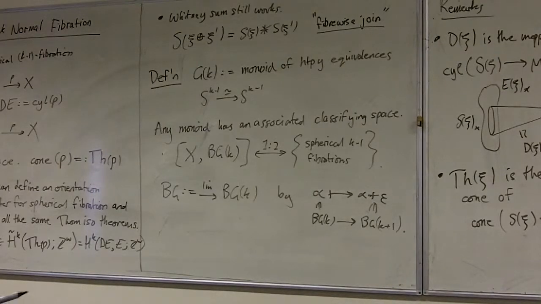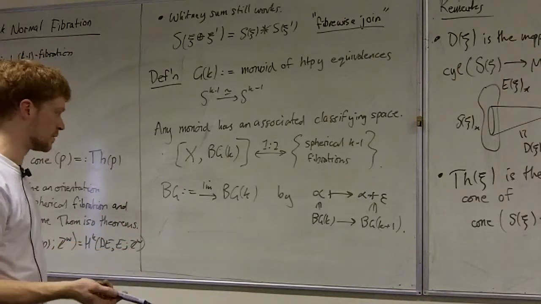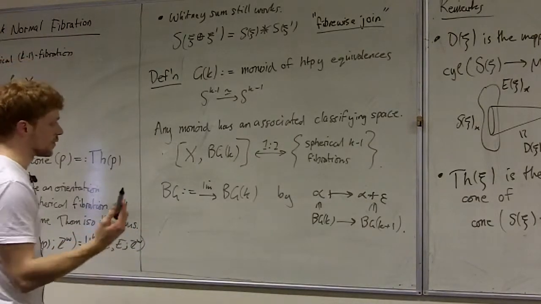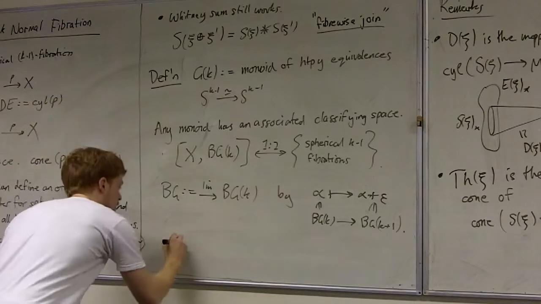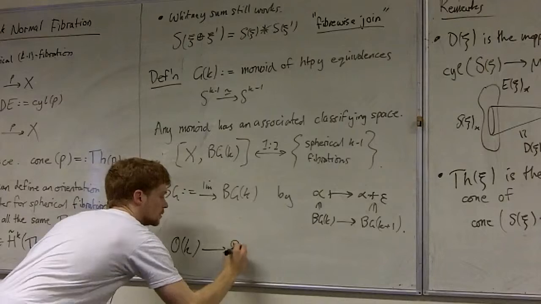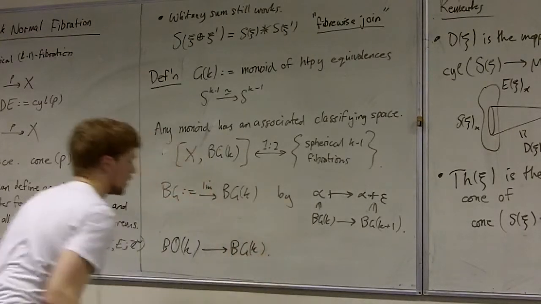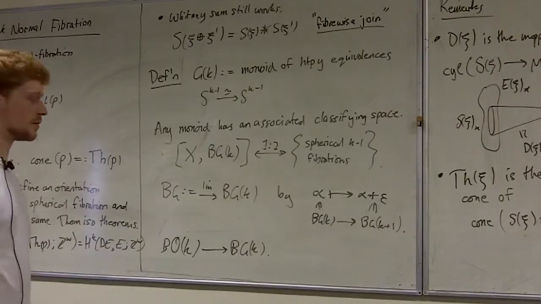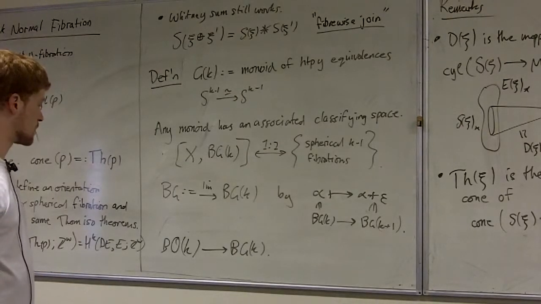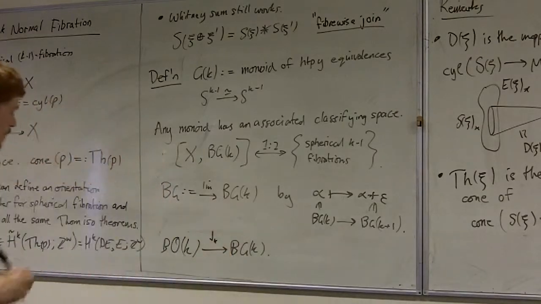So I guess a couple of things to note. We've got, like I say, a spherical K-1 fibration for every K-plane bundle, which means we've got a map from, let's say, BOK into BGK that just forgets the fact that it was a vector bundle. So this is going to be important later.